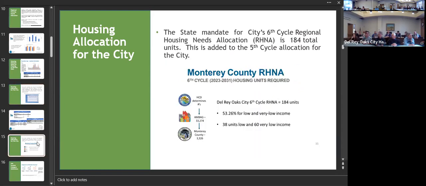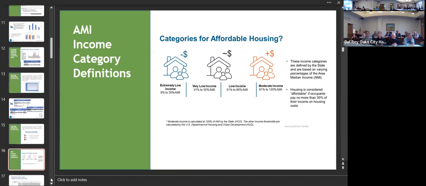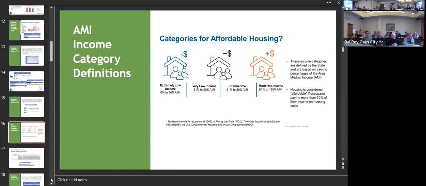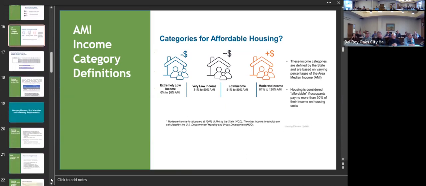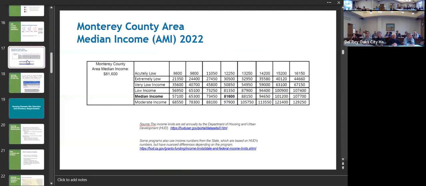And we do that by looking at the types of housing that we need to provide. Next slide, and looking at trying to provide that within specific income categories. So the RHNA numbers that we're looking at are really based on, when I say very low and low, a percentage of affordability associated with the types of income categories. The income categories for Delray Oaks are identified on the next slide.